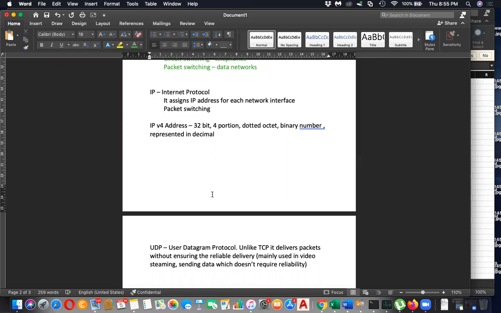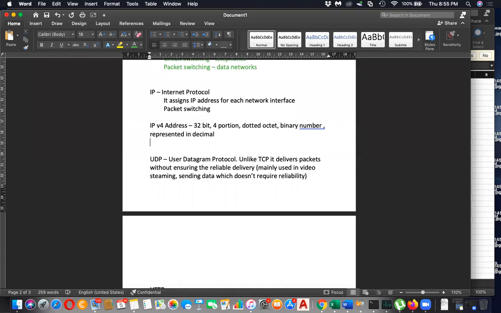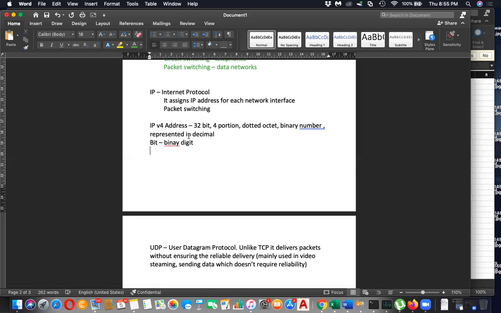Binary digit means 0 or 1. It can only contain either ones or zeros. Bit means binary digit. Binary digit means it can only contain ones and zeros. Bit means binary digit, a single digit, 0 or 1.